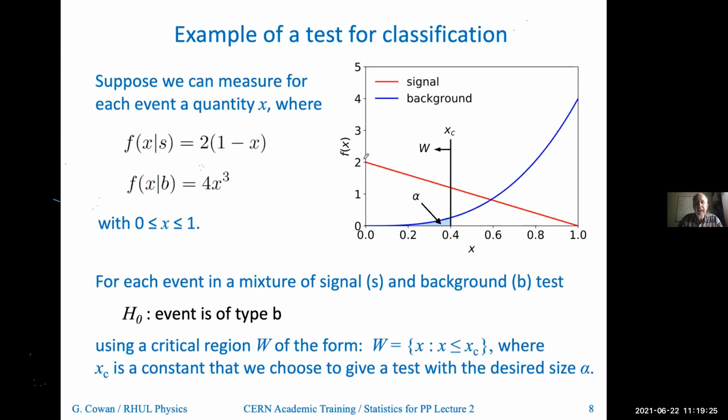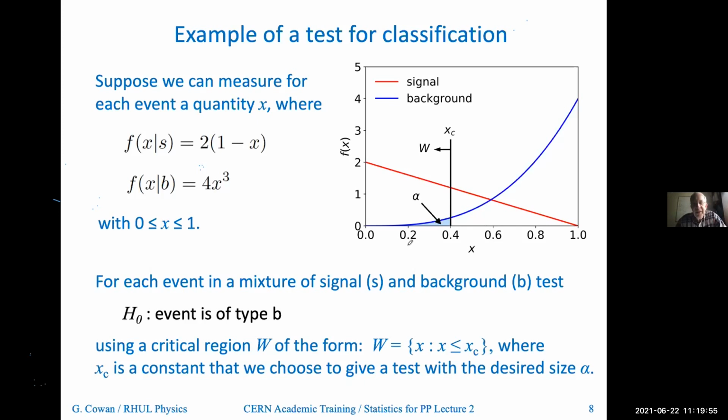And normally I wouldn't have such a simple analytic formula for this distribution, but let's suppose that in this example, I know that X is distributed according to this falling red distribution. And that for background events, let's suppose that X follows the blue curve here. All right, so it's concentrated more up at high X. And so for each event in a mixture of signal and background events, I want to test the hypothesis that the event is of type background.